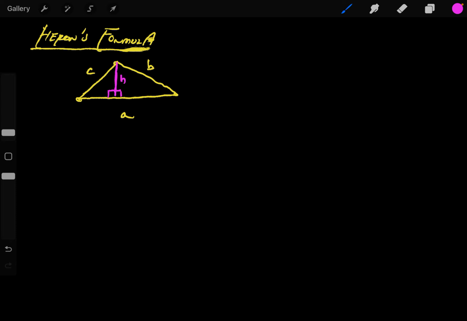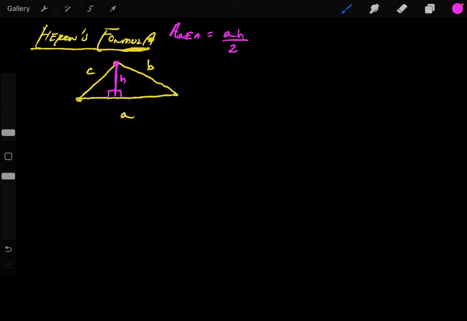Now, I draw this altitude from one of the vertices down, and I call that altitude length H. We know that the area of a triangle is, of course, the base A times H divided by 2. But we don't know what H is, and that's essentially what we want. We want to get H in terms of A, B, and C. Because once we get H in terms of A, B, and C, then we can just substitute in that formula, and then we're done. So how do we start?